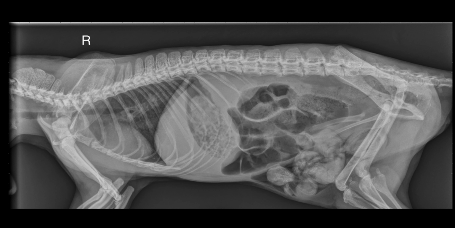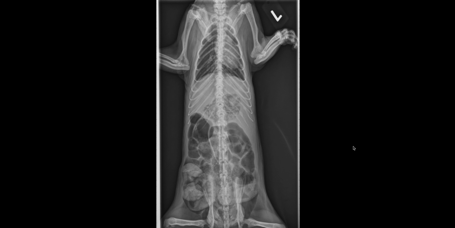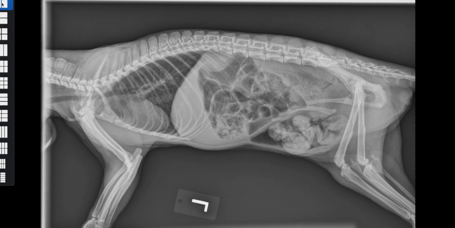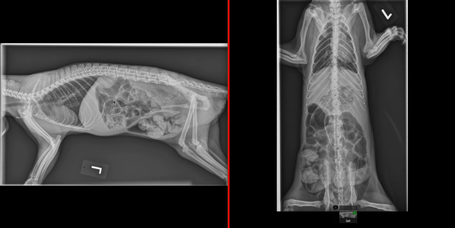Let's begin with our first case of the month of March. Today's example is an approximately 2-year-old female entire possum who presents following vehicular trauma. We're going to focus our attention on the ventrodorsal and left lateral views.